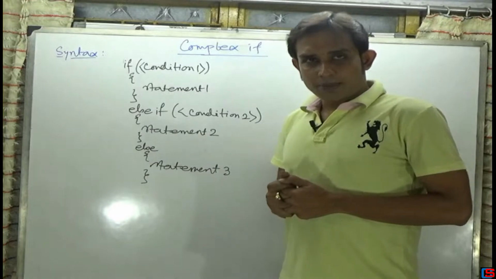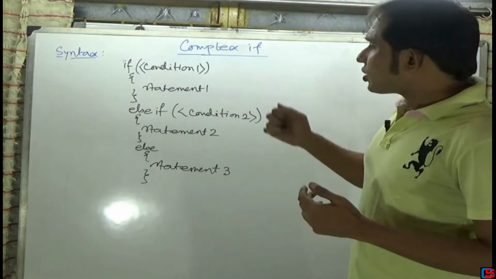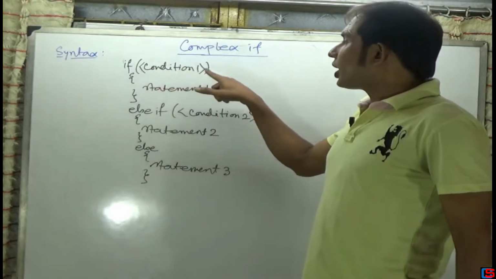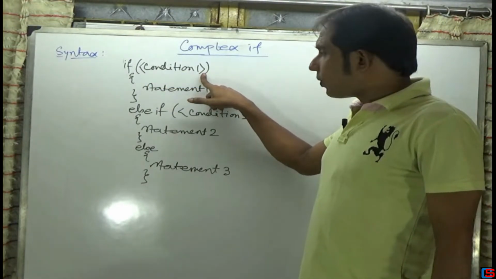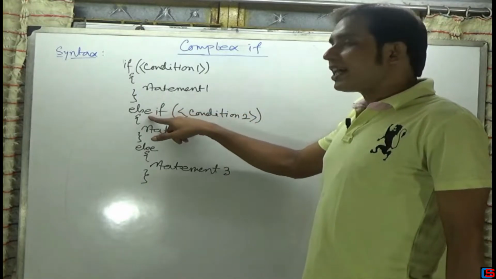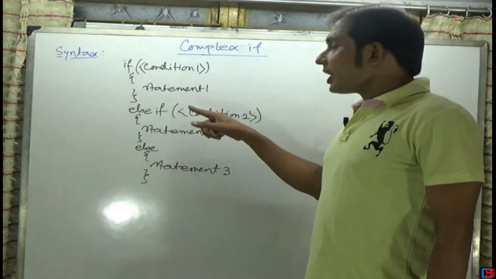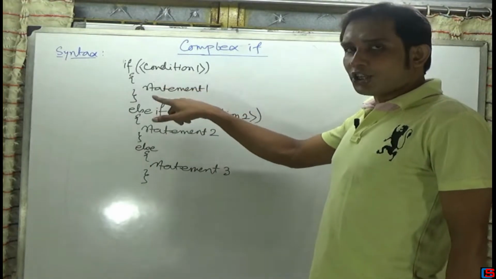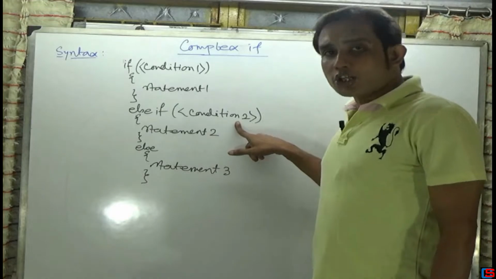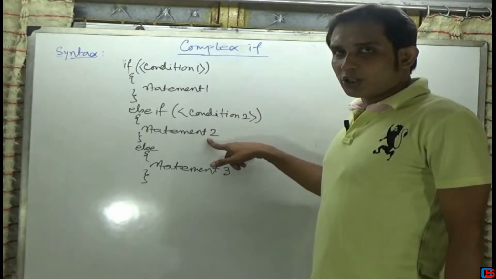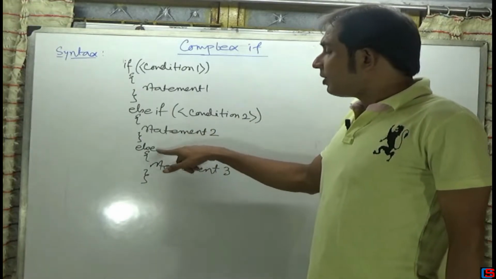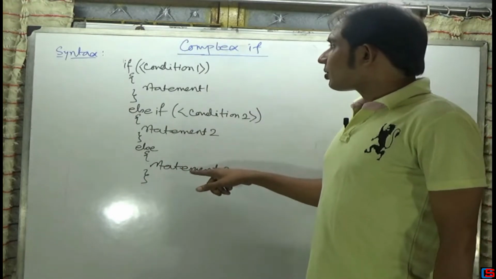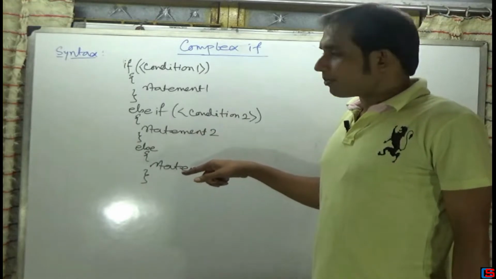In case of complex if statement, you can see first I write the if block and then give the condition 1, then statement 1, then I write else if. I am just adding another condition in the else block of the first if, and here I write the condition 2, and then write the statement 2, and then the else block for this if statement. So this is the structure or syntax of the complex if statement.